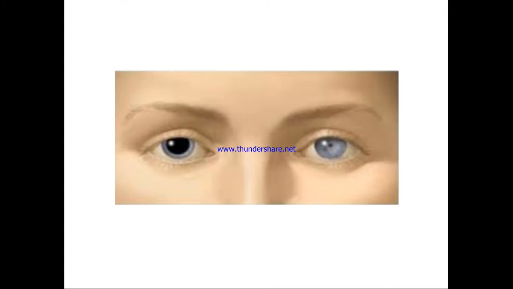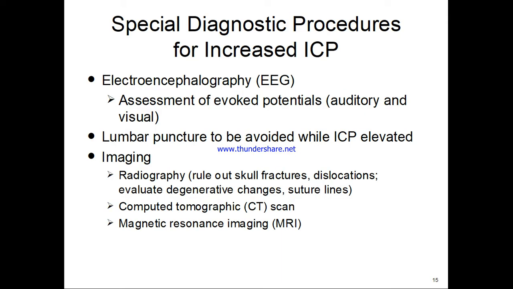Here I have an example of pupils. The one on the left is constricted and the one on the right is fixed and dilated. So this is consistent with extremely high increased intracranial pressure. It's actually consistent with herniation, which is fatal. We'll talk a little more about that in a moment here.